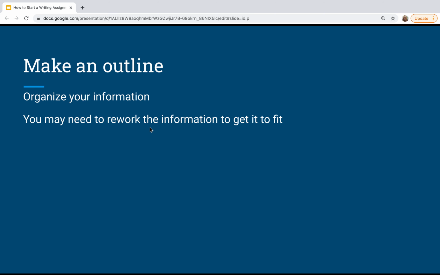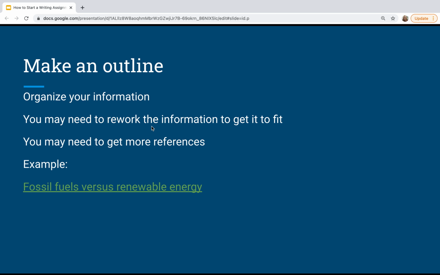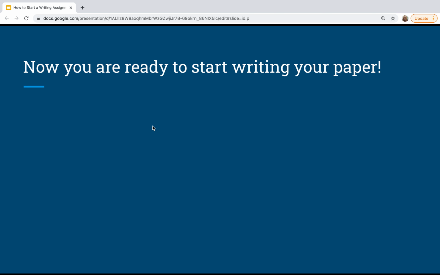As you are working on your outline, you might realize that you need to rework the information to get it to fit. That's okay. You may need to get more references. That's okay too. And then there's my example. Now you're ready to start writing your paper.